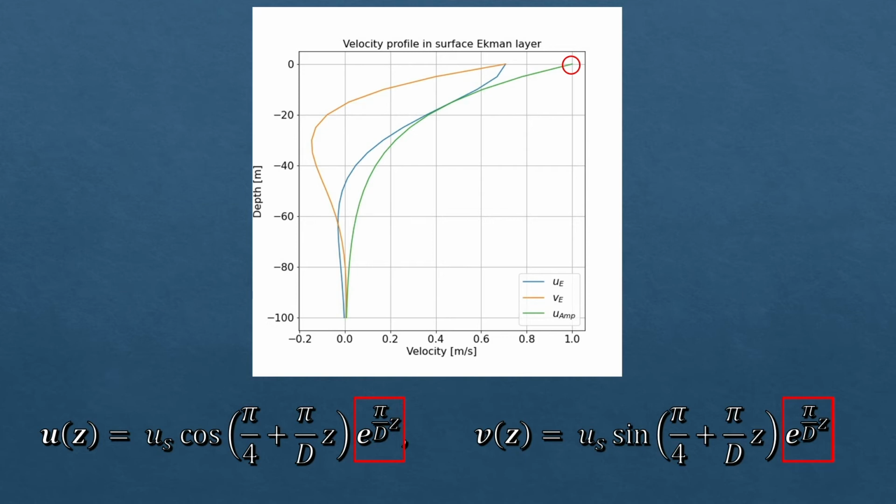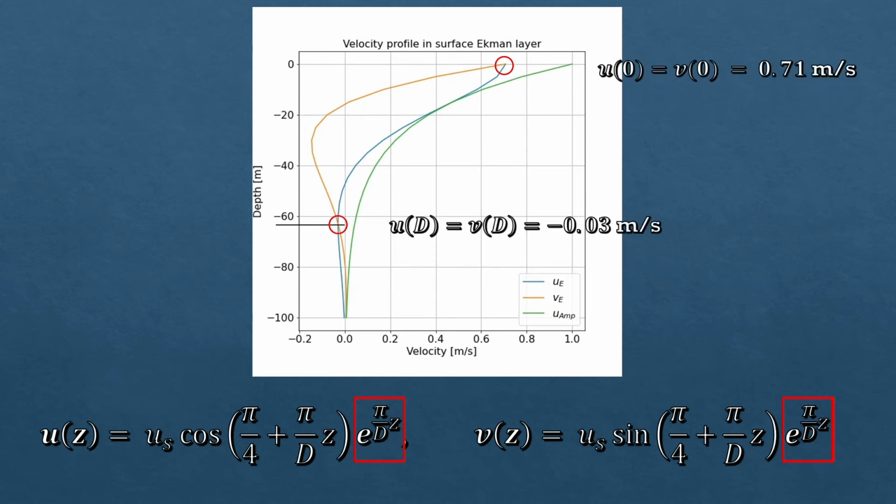Now, can we derive the depth of the wind current from this plot? We know that at the surface u and v have the same size, so we want to know where they are the same size again, but are pointing in the opposite direction. Well, that is at this point. And if we calculate it, we see that this is indeed where the depth is d.